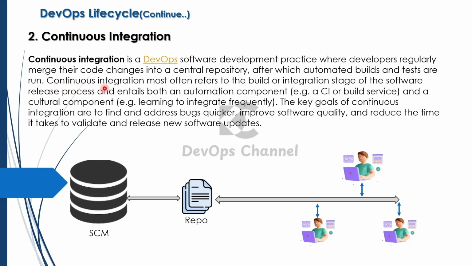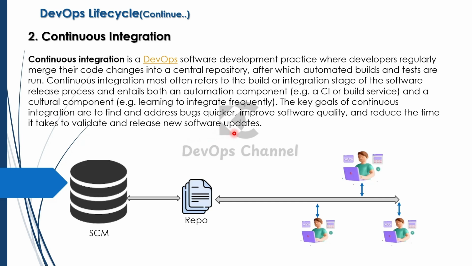Continuous integration most often refers to the build or integration stage of the software release process and entails both an automation component, for example a CI or build service, and a cultural component, for example learning to integrate frequently. Whatever feature they are working on, they integrate all of these in the single repository. The key goals of continuous integration are to find and address bugs quicker, improve software quality, and reduce the time it takes to validate and release new software updates.